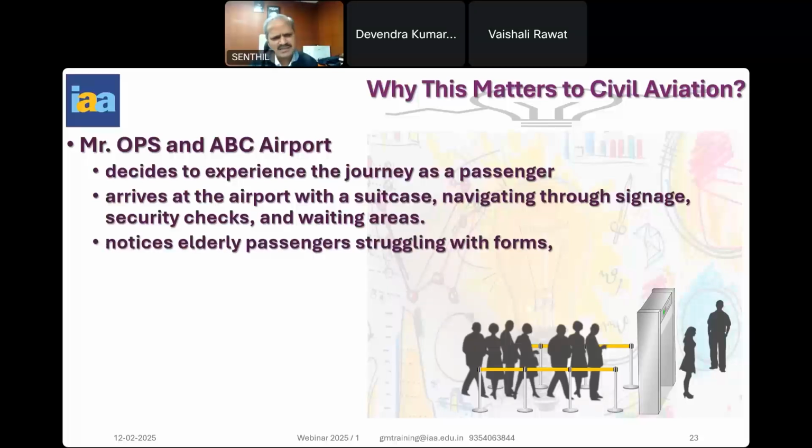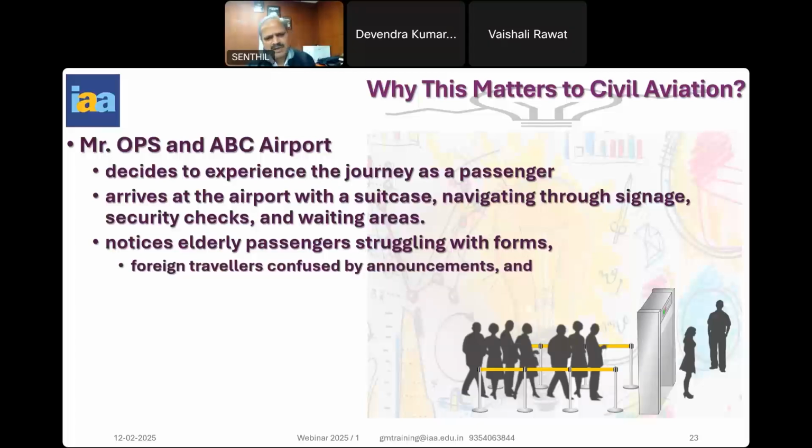Then he noticed elderly passengers struggling with filling some forms. Most of the airports we have done away with any type of forms, but he observed that in that particular airport, passengers are struggling with so many forms. They don't know how to fill them. They are not able to understand the jargon used in the form. What is this? What is that? So they are confused and stuck at filling the form. Some foreign travelers were confused by the announcement. They are not able to understand what is being announced.